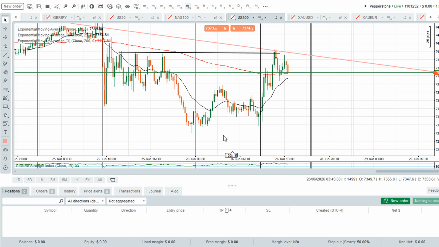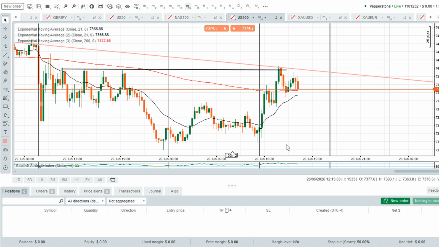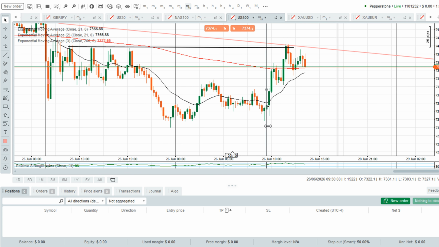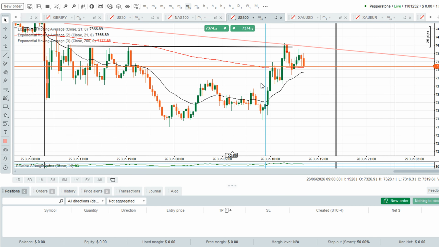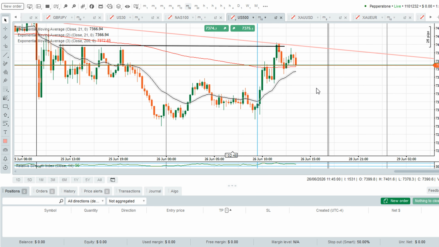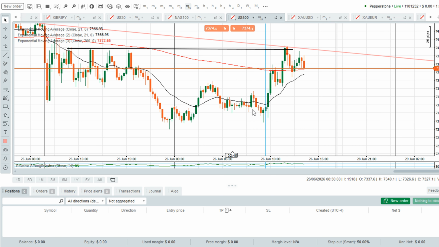Then on the downside, let me mark this using another color. I'll use blue. So this vertical line is New York open. The black vertical lines indicate the previous day. So this is Wednesday, Thursday, and today Friday. This is London. This is New York. This is New York open.